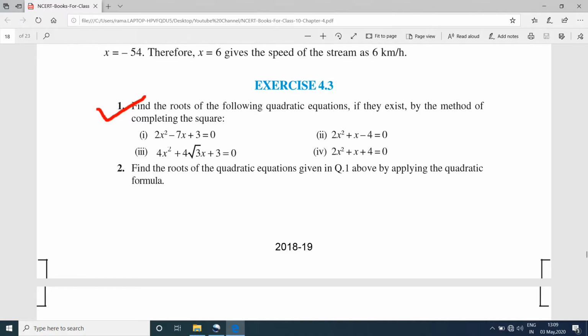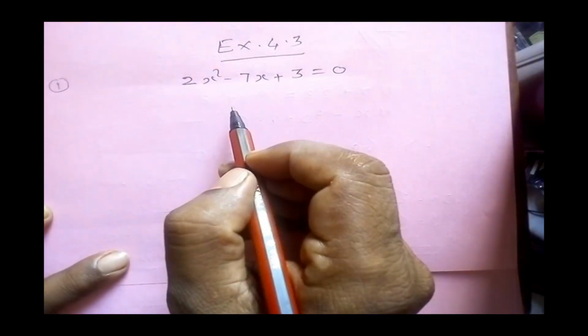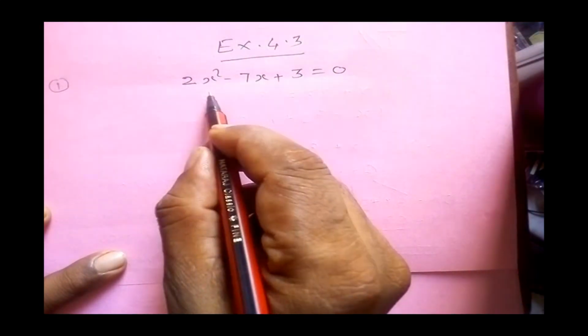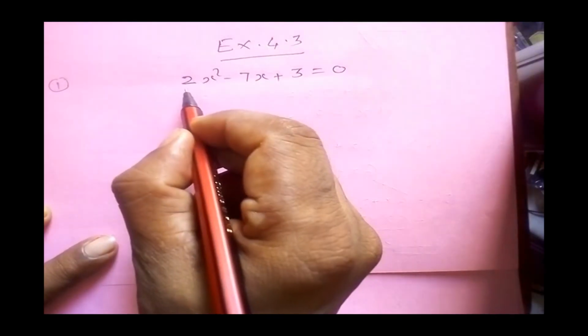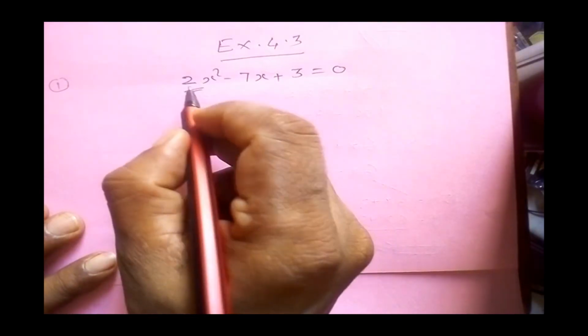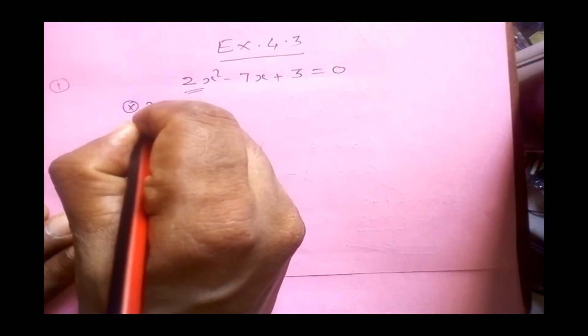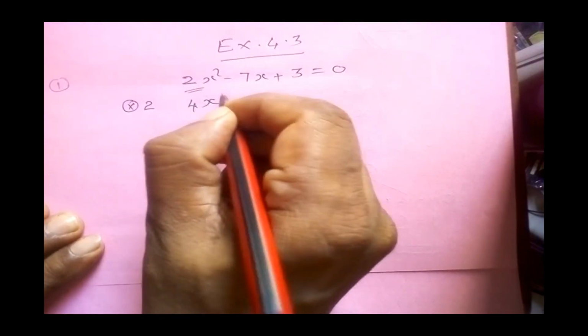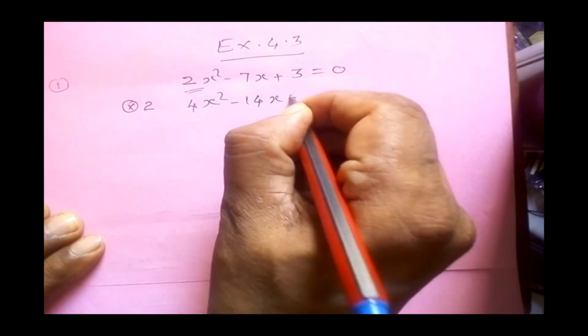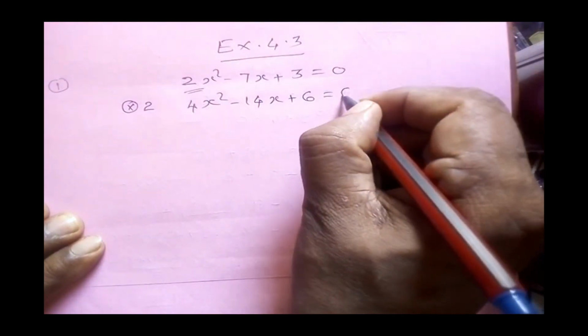First question. Find the roots of the following quadratic equations if they exist by the method of completing the square. 2x square minus 7x plus 3 equal to 0. We have to solve this equation by using the method of completing the square. To make this first term square, we will multiply with 2. So multiply the equation by 2. What we will get? 4x square minus 14x plus 2 into 3, 6 is equal to 2 into 0, 0.